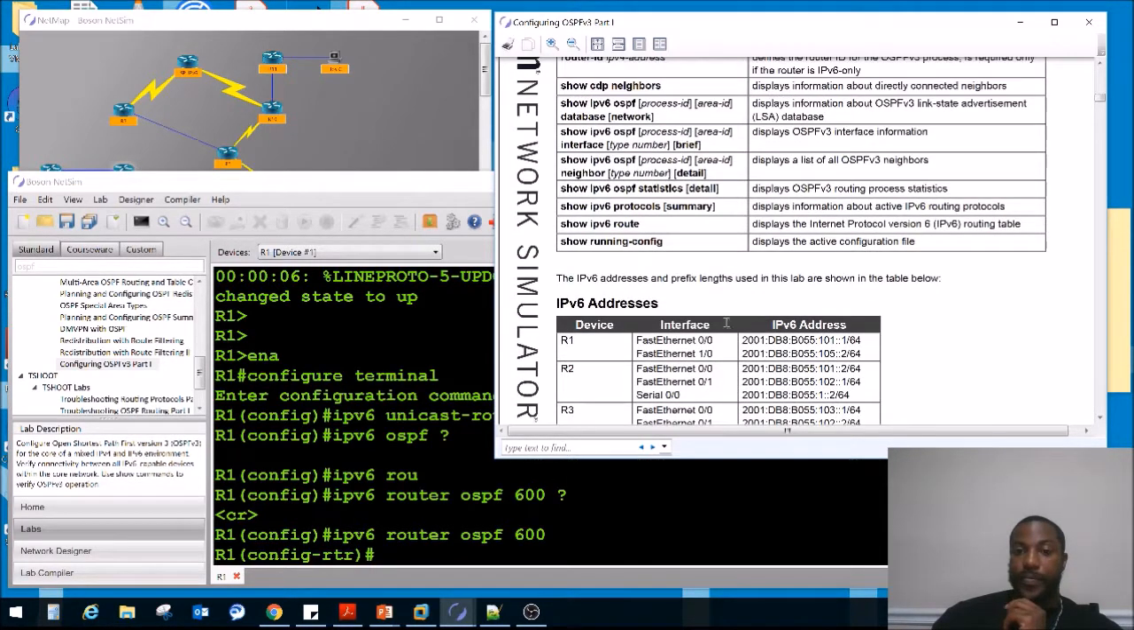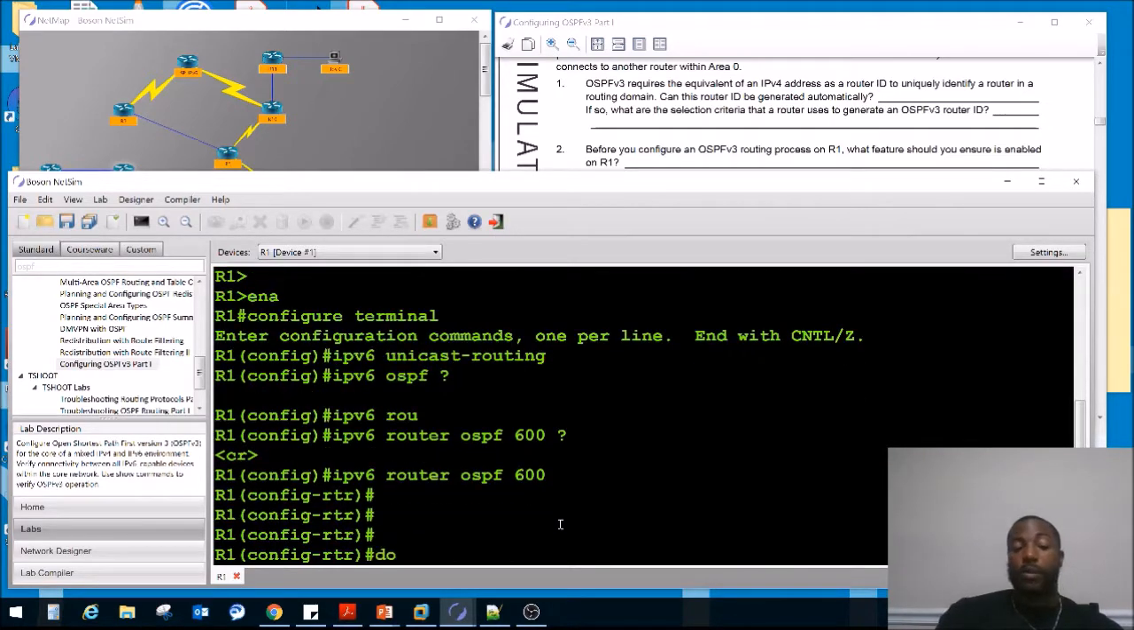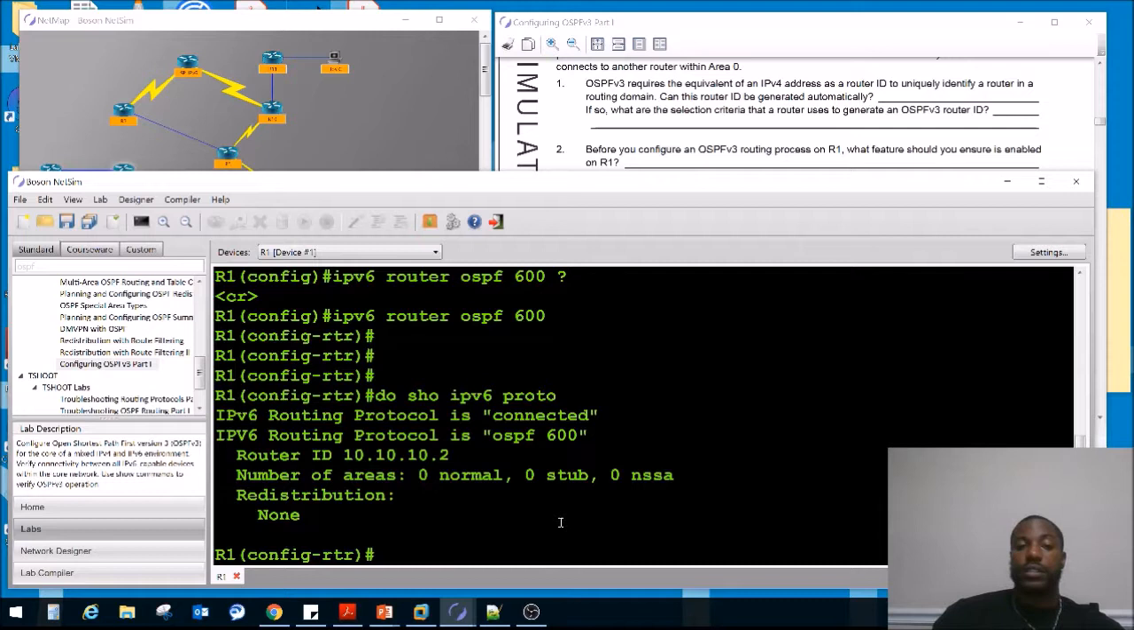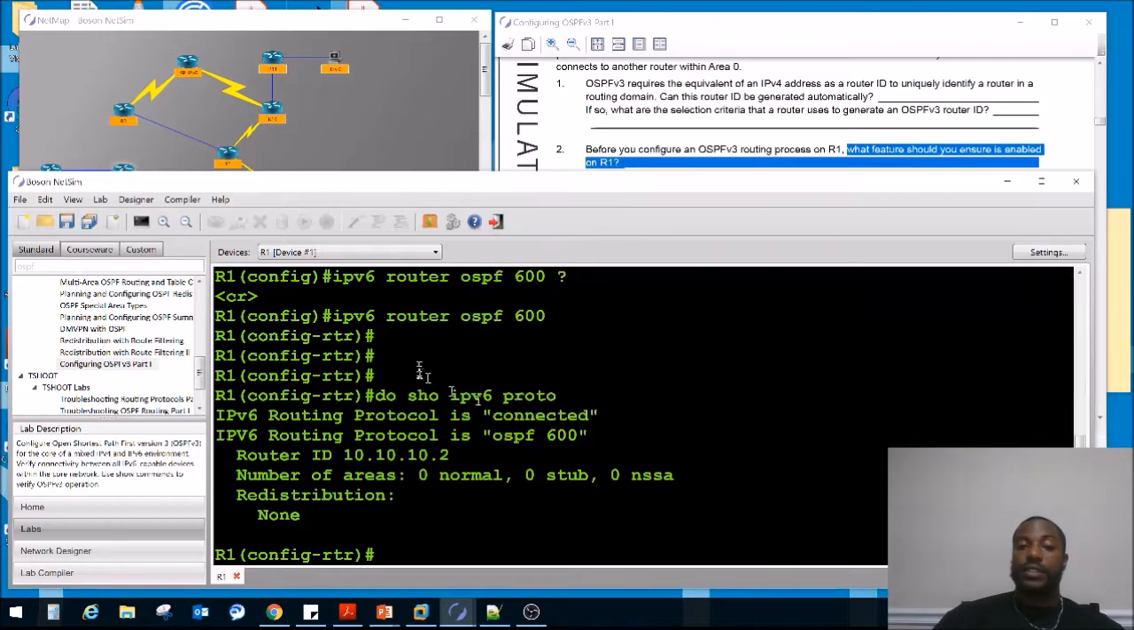What does the router ID need to be? Display information about the running IPv6 protocols. Did R1 automatically generate a router ID for the routing process? If so, what did it use for its router ID? I believe, let's see, maybe I was wrong about that. Do show ipv6 protocols. Oh yeah, there's the router ID right there. So I guess it does automatically generate it. So it does, my bad. It does automatically generate it the same way it does for IPv4. So it did generate a router ID, my bad on that. What feature should you ensure is enabled? We did that, process 600, as we did right there.